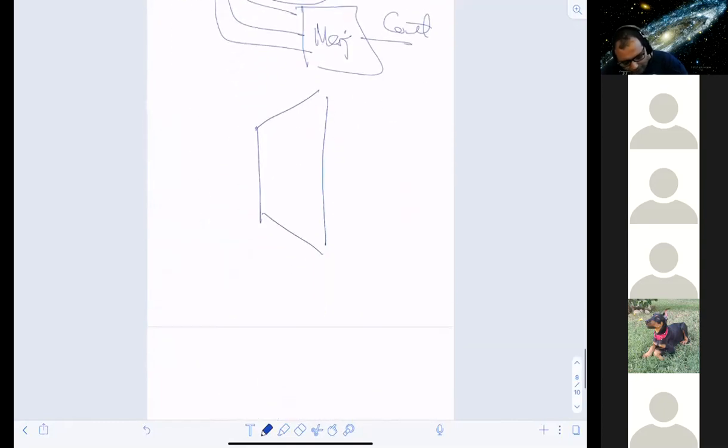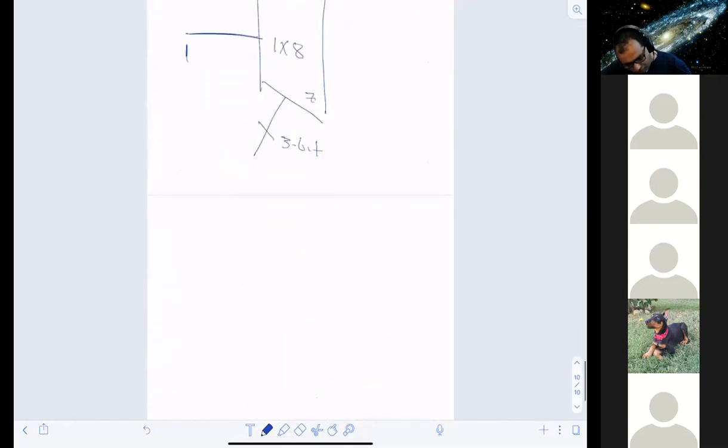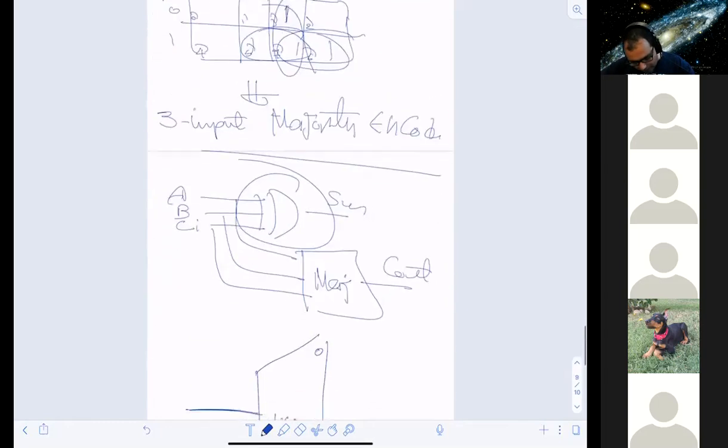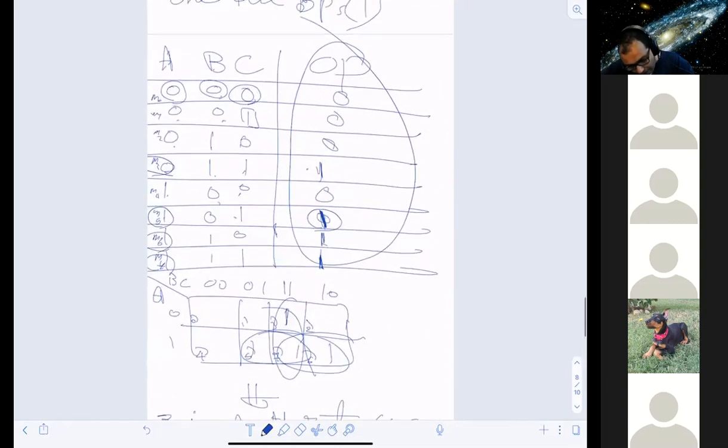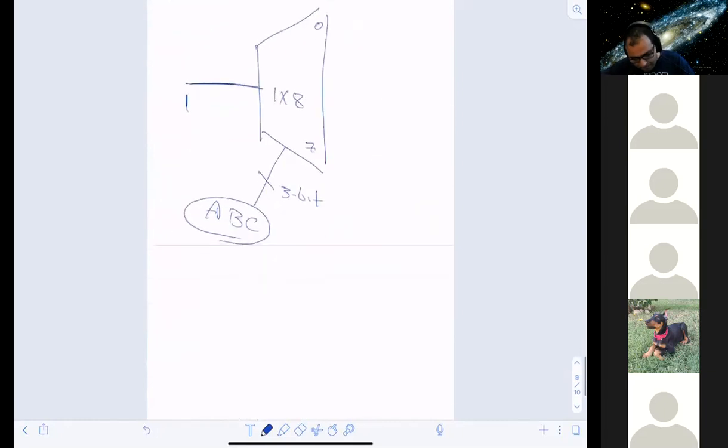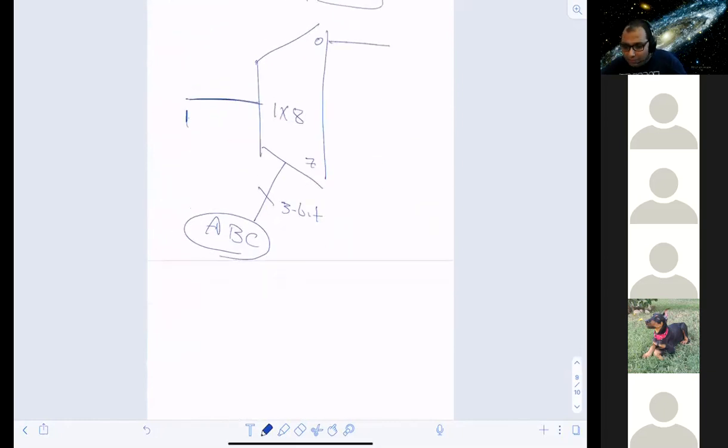One possible way is to connect the input to VCC, so it is 1, and make the outputs 0 to 7, so it's a 1-to-8 demultiplexer. They're going to be 3-bit select lines, and those 3 bits will be A, B, C. When ABC equals 0, my output is 0. Do you agree? Yes. So in that case, this one will be 1, so I invert it.